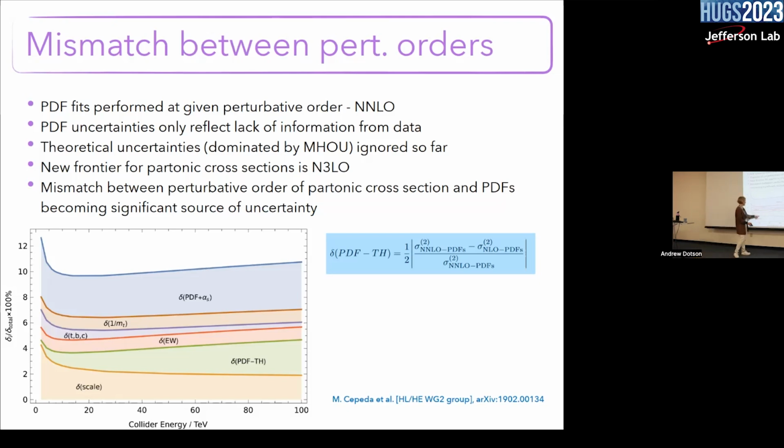And again, on top of the missing higher order uncertainty, the PDF plus alpha S uncertainty, and so on, we have this component that becomes larger if we go to high energy colliders, for example, to these 100 TeV colliders. So one of the frontiers now is how do we deal with that? How do we include the theoretical uncertainty in a PDF fit, and how can we compute N3LO PDFs? So what are the ingredients that are missing? So this is the first thing I wanted to say.